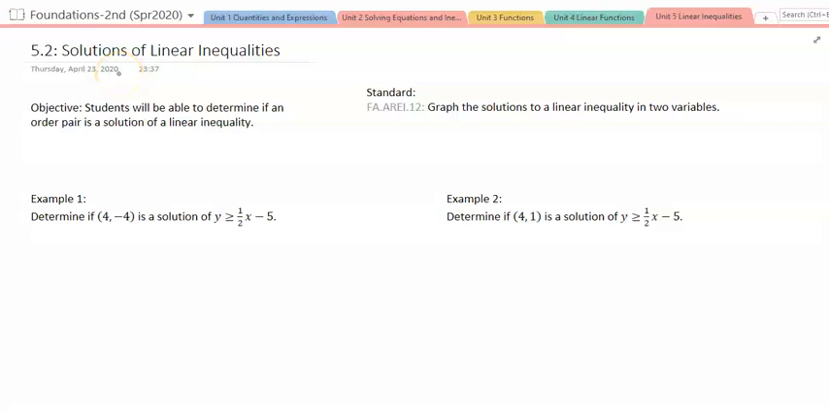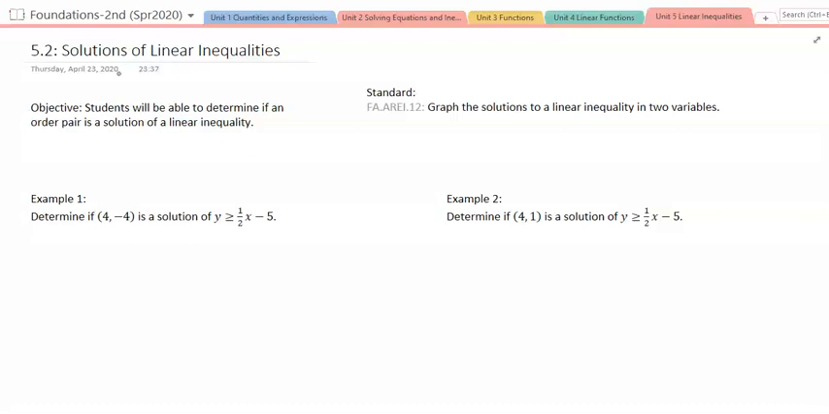Hey there, y'all. We're going to look today at 5.2 on the solutions of linear inequalities. We looked yesterday at 5.1 on being able to graph linear inequalities, and we're going to review that a little bit today. But today we're going to focus on what ordered pairs are a solution of these problems.